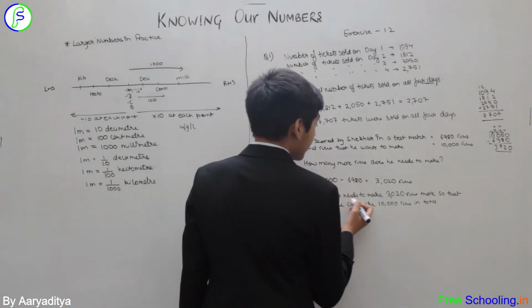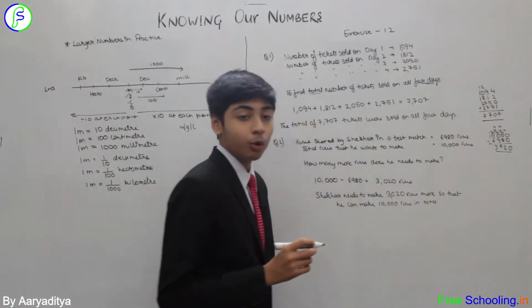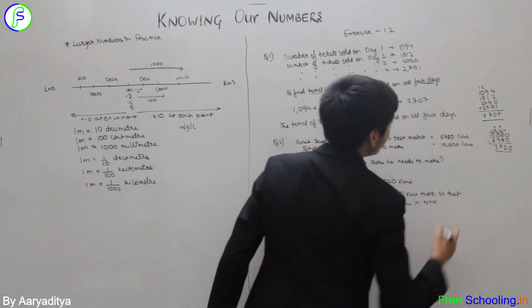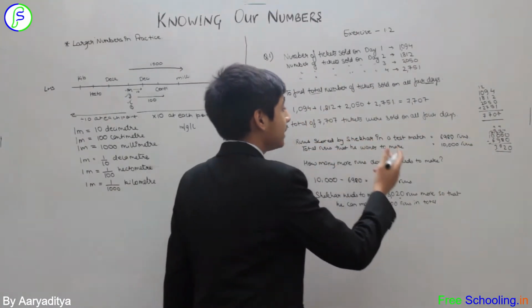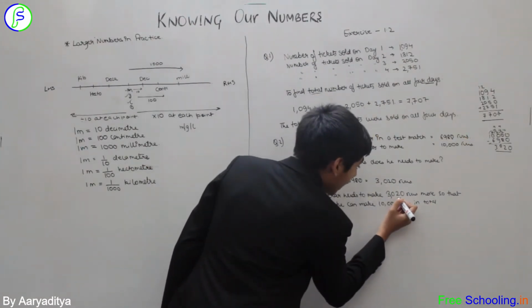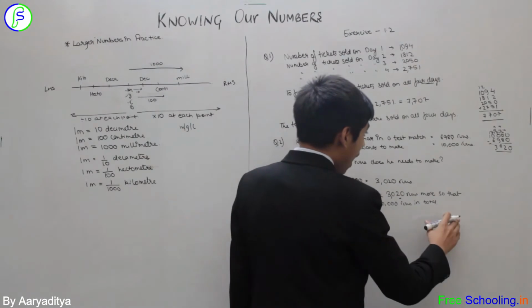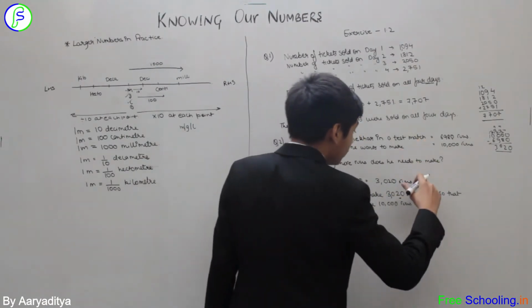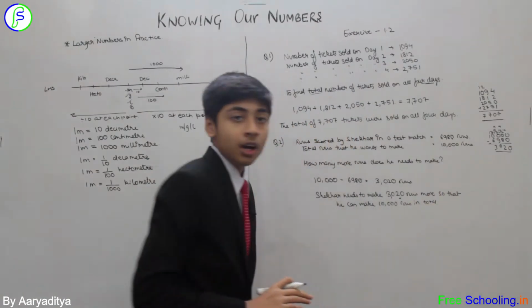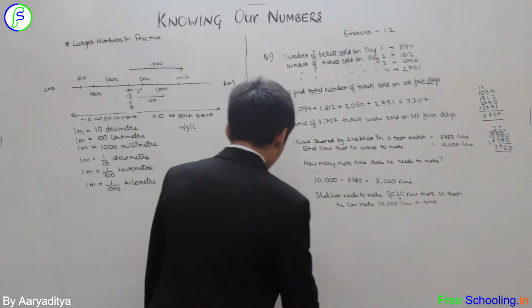It says that Shekhar needs to make 3020 runs more. So if we add this value to the given value, or the runs already made by Shekhar, we will be getting 10,000. So these are the number of runs that he requires, so that in total when we add 3020 and 6980, he gets 10,000. Hope you're clear with this one. Let's move on to question number 3.